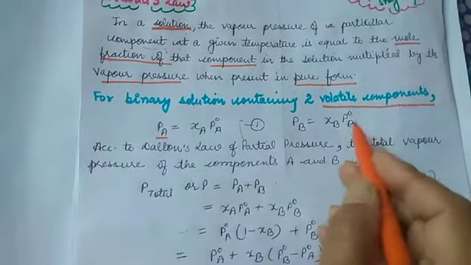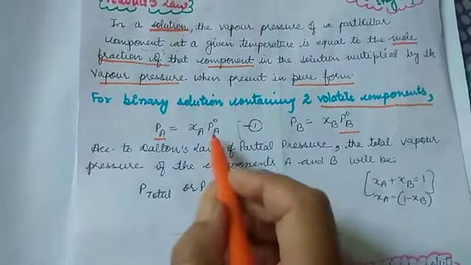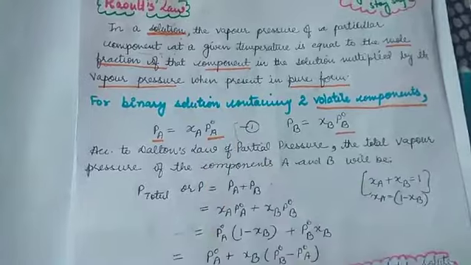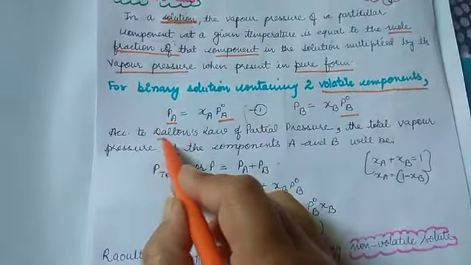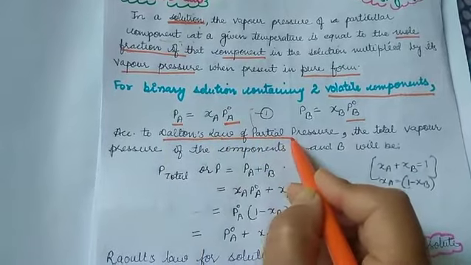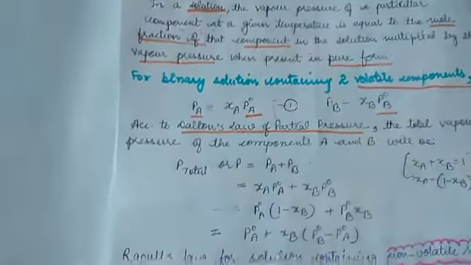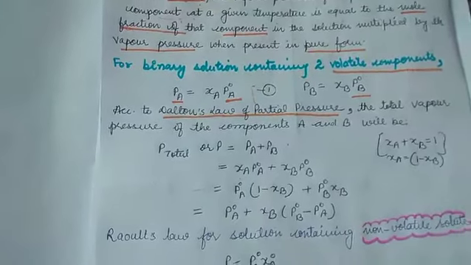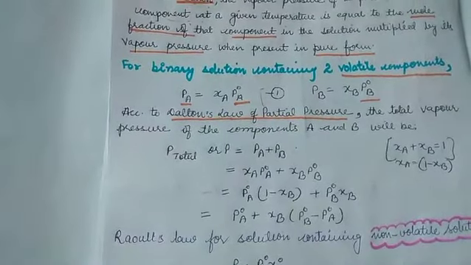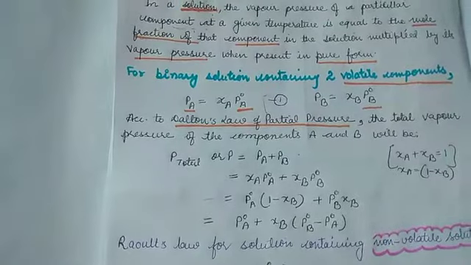P naught A and P naught B are the vapor pressures in the pure state. Clear? Now, as you have already done in +1, Dalton's law of partial pressure. What is Dalton's law of partial pressure? The total vapor pressure of the components is equal to the sum of the vapor pressures of all the components.